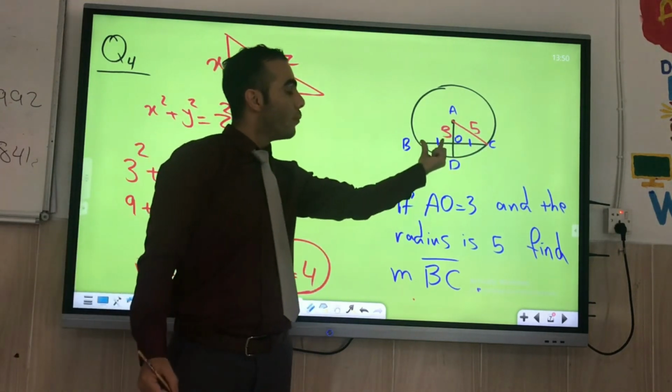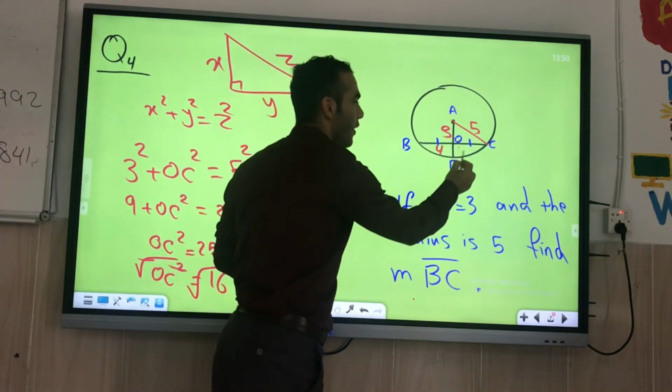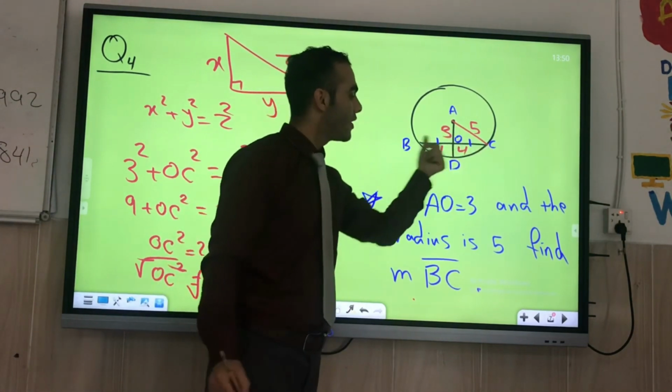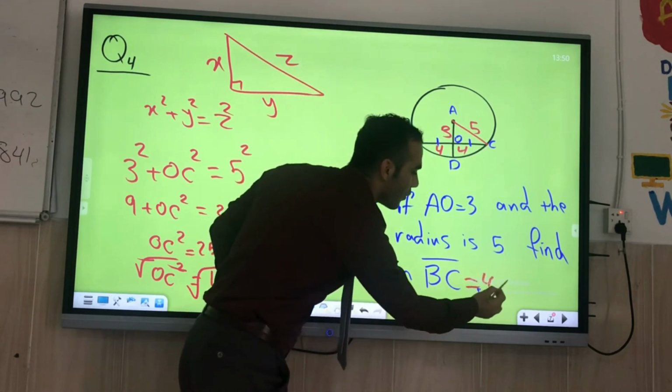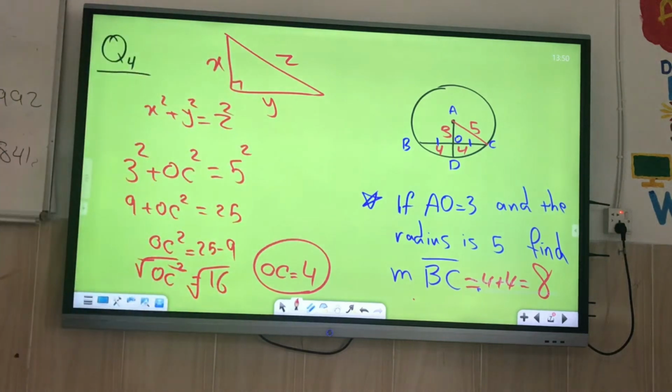What about BO? BO is equal to OC, so it's going to be 4 too. So 4 and 4. Right now, what is the measure of BC? BC is equal to 4 plus 4, which is 8. And that is the answer to the question.